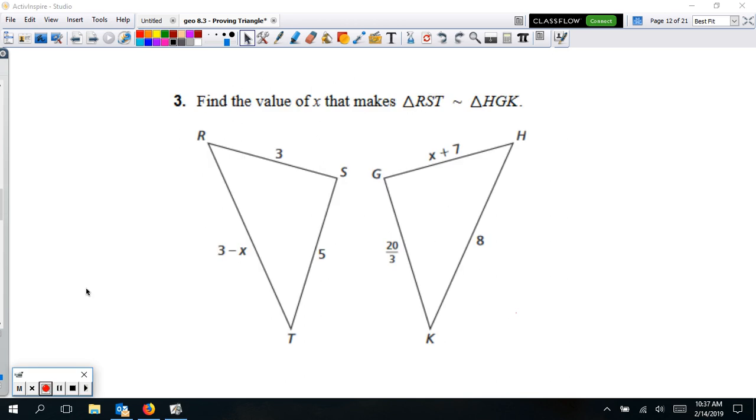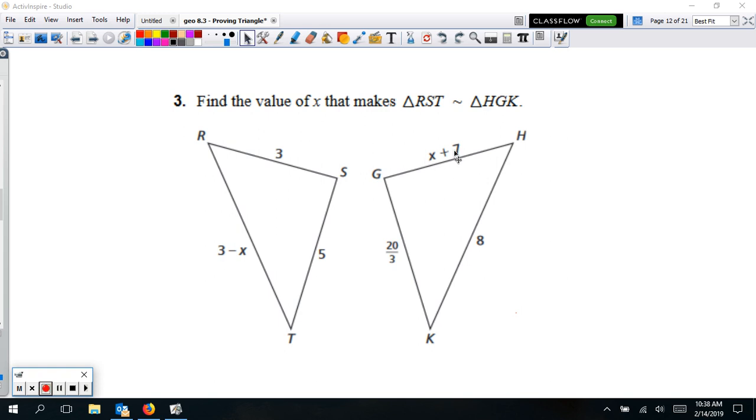Okay, so number 3 on your extra practice. Now we're on the top of 235 in your notes. We're finding the value of x that would make these two similar. So we're saying that these are similar here. And so we'll do the same kind of thing, set up an equation with what we have. So we want to look at some corresponding sides here.